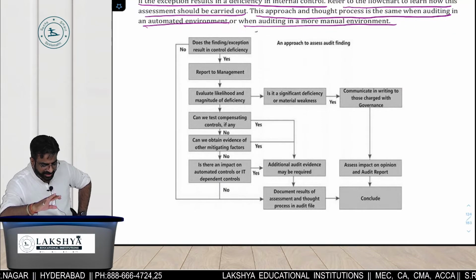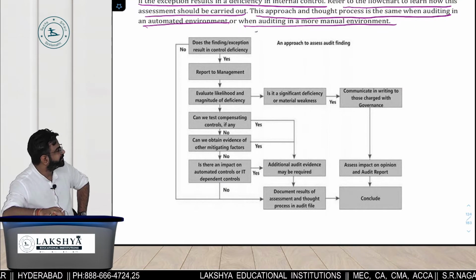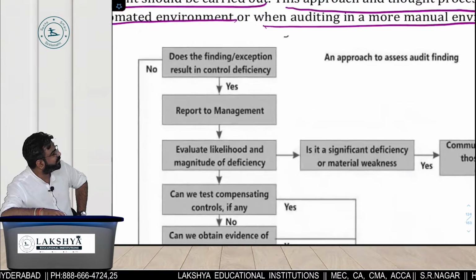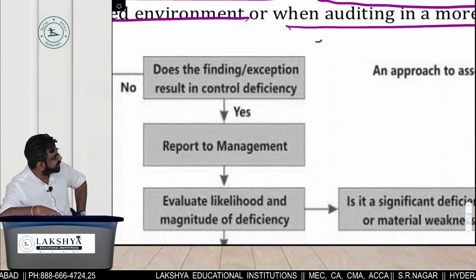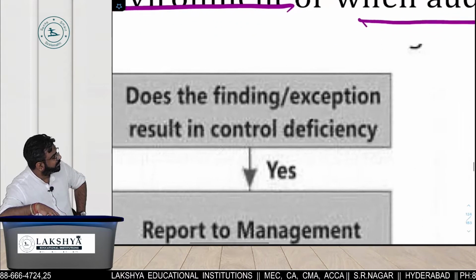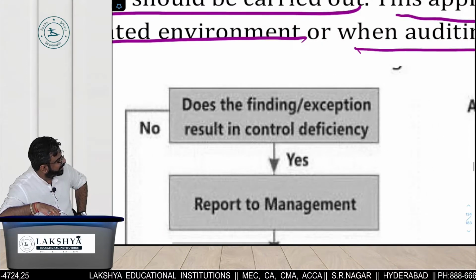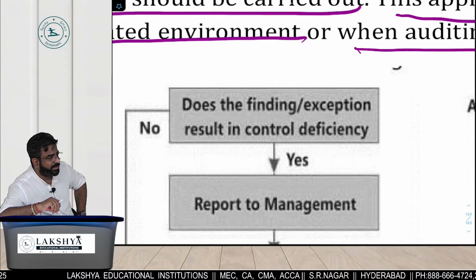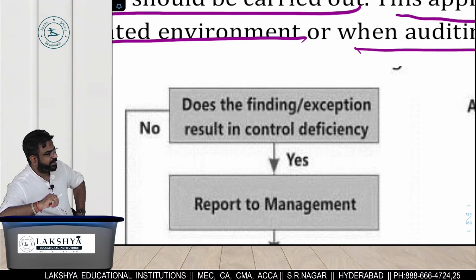इसको ध्यान से सुनना, थोड़ा complicated है. I thought if you have the knowledge of flow chart, it will be fine. Now see how it is starting. Does the finding or exception result in what? Control deficit. अभी देखो इसके दो आउटपुट है.